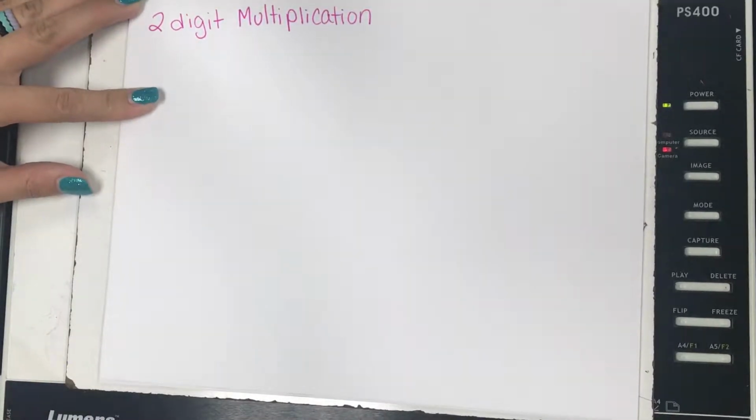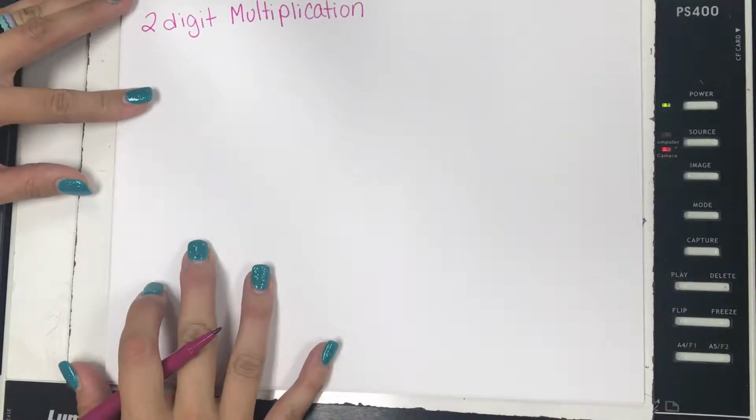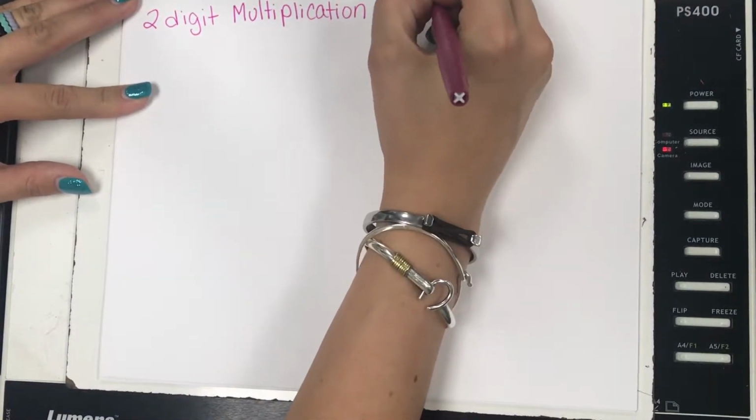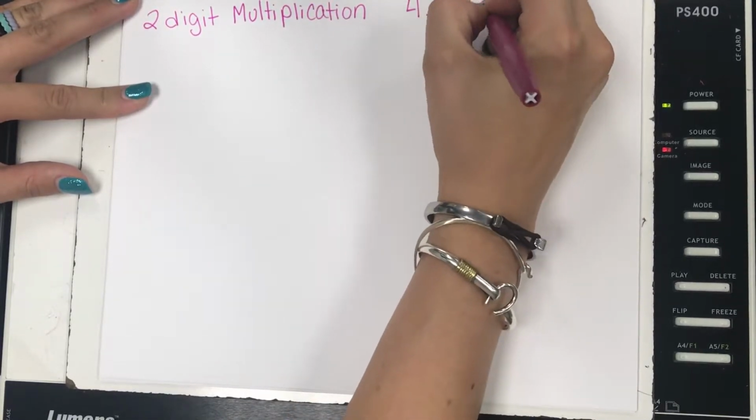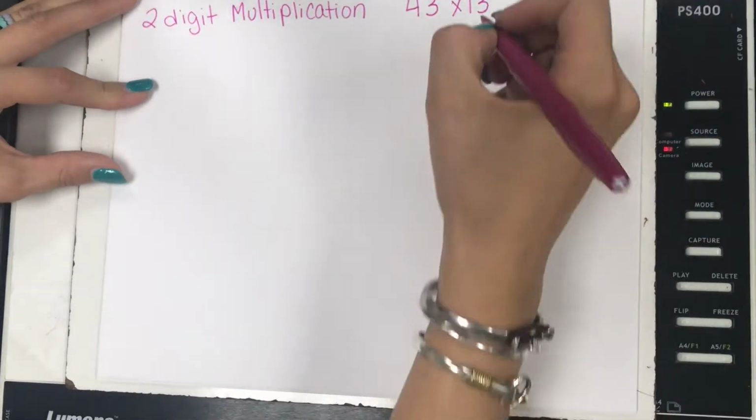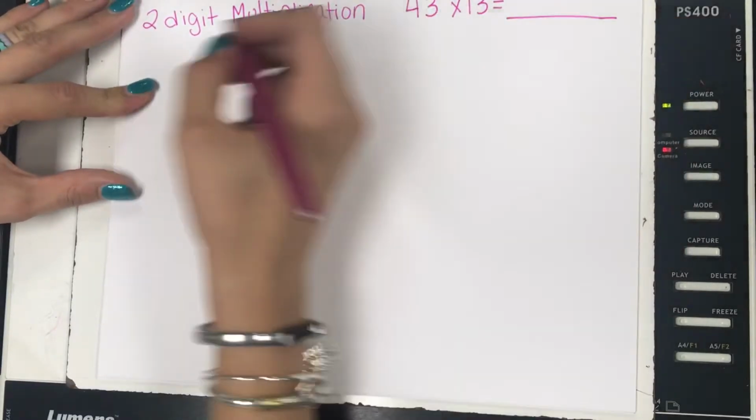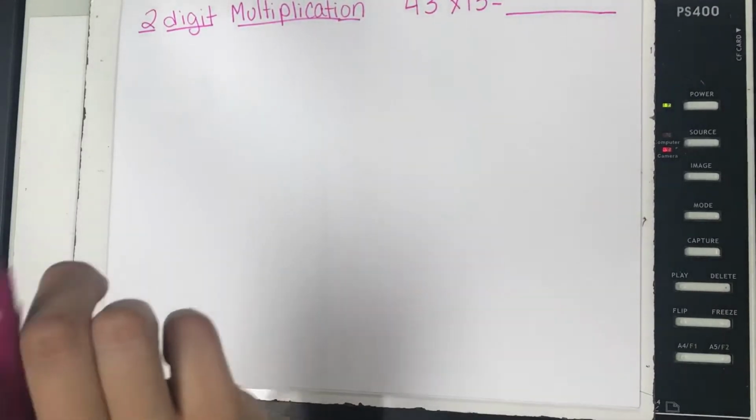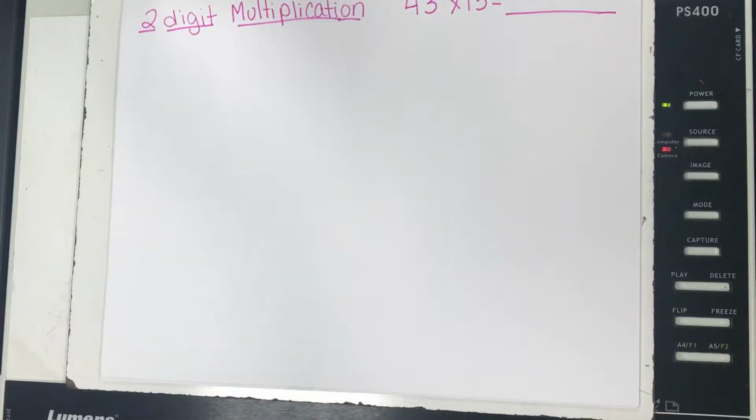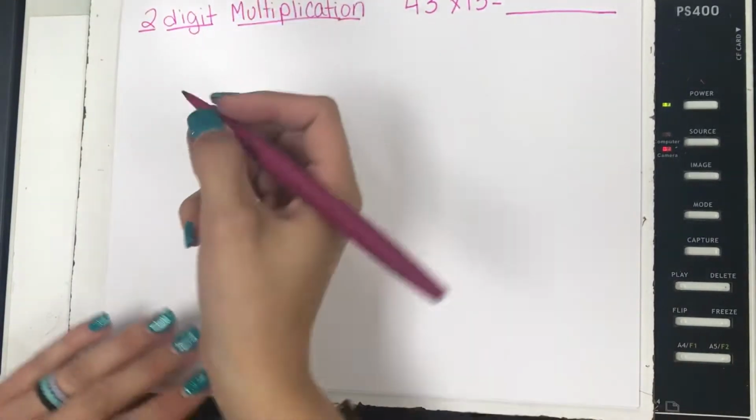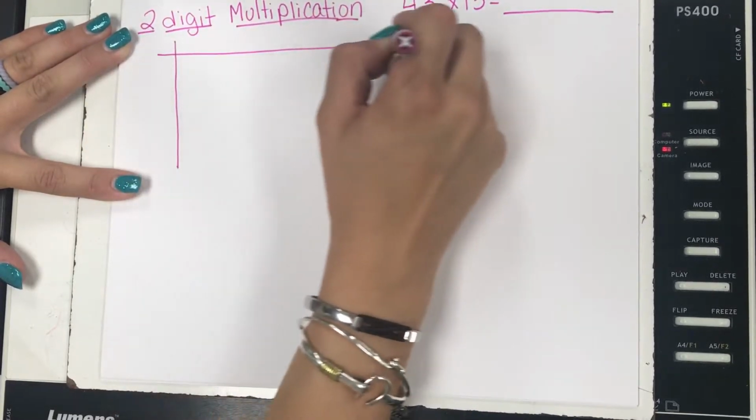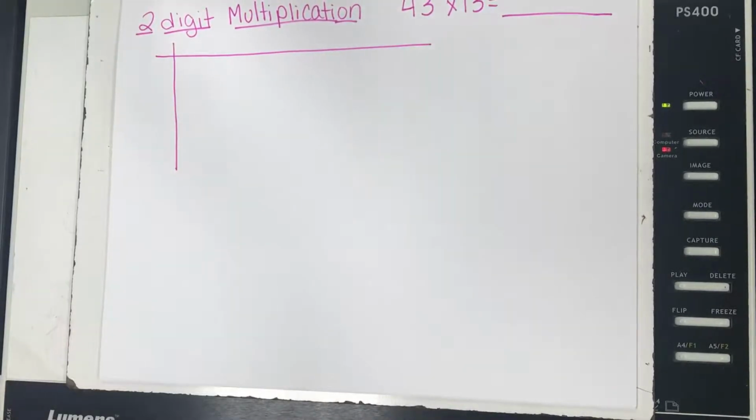Okay. We're going to do a number that's a little bit bigger than the one we did just a minute ago. We're going to do 43 times 13. I'm going to start with drawing my lines so that I don't get mixed up by which one needs what.